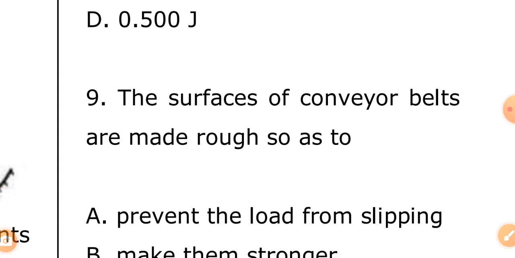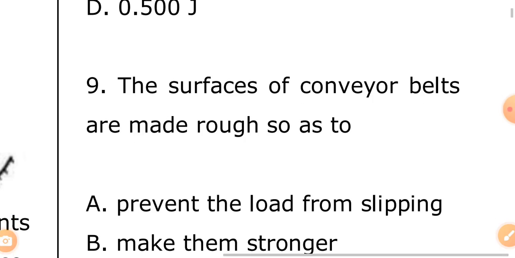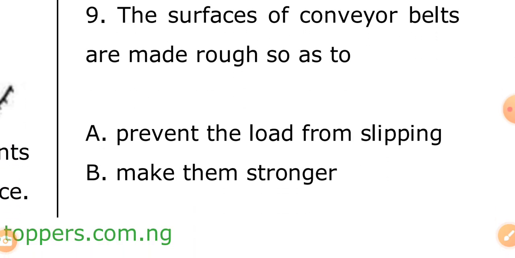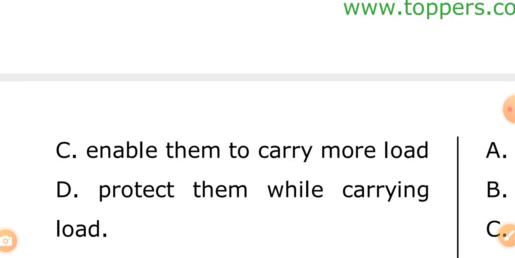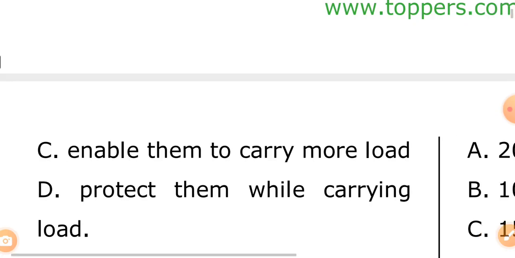The surfaces of conveyor, you know, they are called conveyor because they convey things. The surfaces of conveyor belts are made rough. Why is it not made smooth? Why is it made rough? Is it to prevent the load from slipping away, or make them stronger, or enable them to carry more load, or protect them while carrying load?